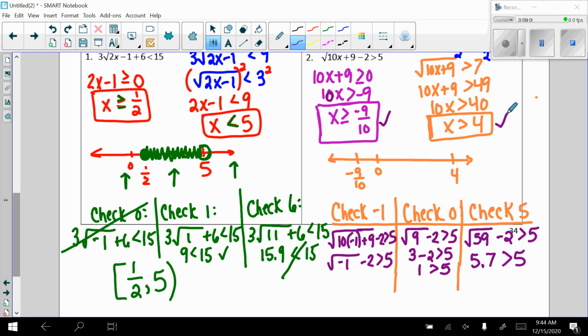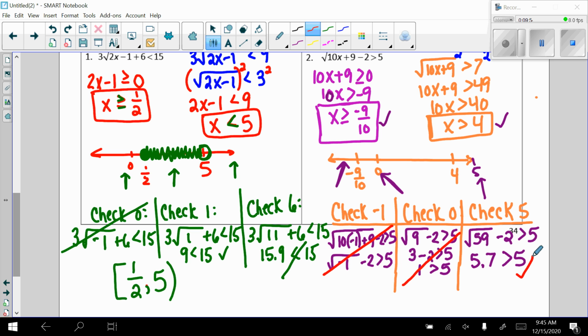So looking at this, now I decided to check, once I put my numbers on the number line, I decided to check -1, I decided to check 0, and then I looked at 5, and I tested all of those values. So for the first one, for x equals -1, what we got was a square root of a negative. So this will not be part of our solution. When I checked 0, I got a statement that said 1 is bigger than 5. Well, that's not true. 1 is not bigger than 5. So that is not part of our solution. And on the third one, when I checked 5, I got approximately 5.7 is bigger than 5.